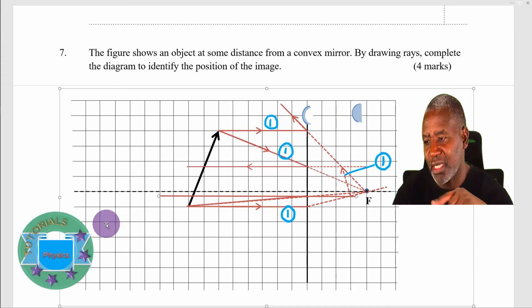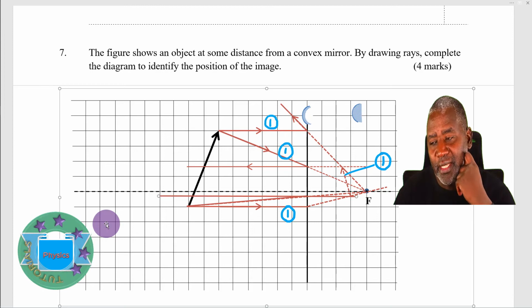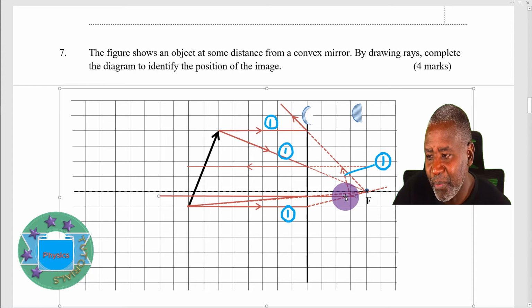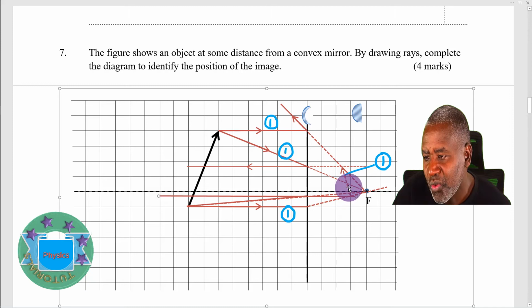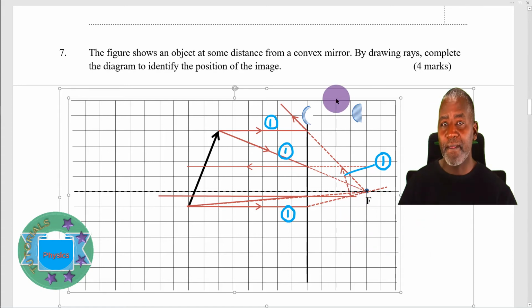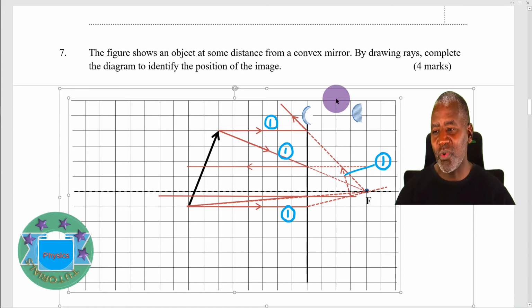But here, because I'm just sliding a solid ray, or a solid line, you will excuse me for that. So you can see that this ray here, which I've extrapolated backwards, meets this other one here exactly at this point. So the image, the tail of the image, is formed there. That is how you answer a question like that.